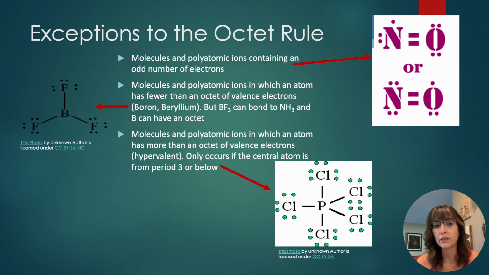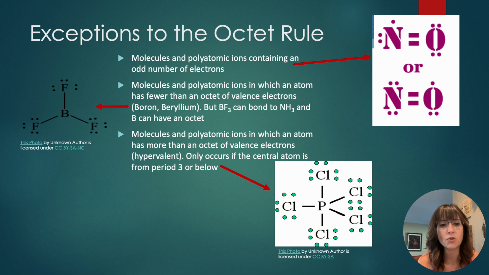I talked about this earlier, but let's look at the second bullet. Notice that sometimes molecules have less than an octet. B, for example, can only bond 3 times. So B is only going to have 6 electrons on it. That's it. But notice the fluorines each have 8.